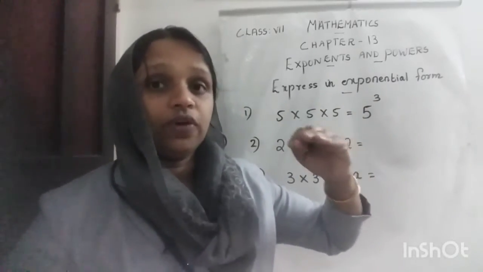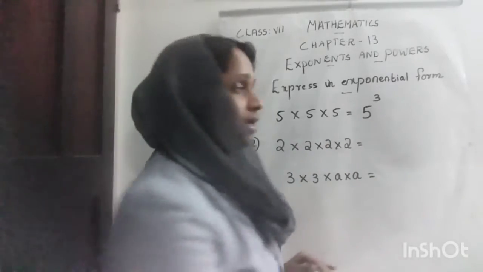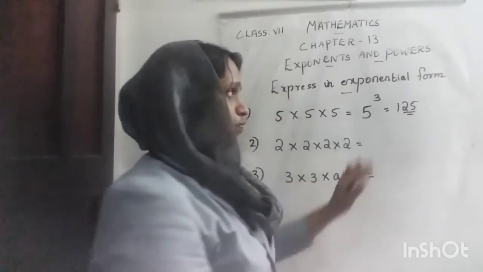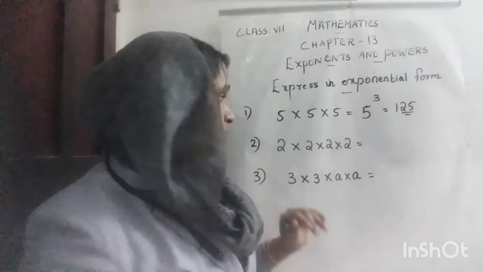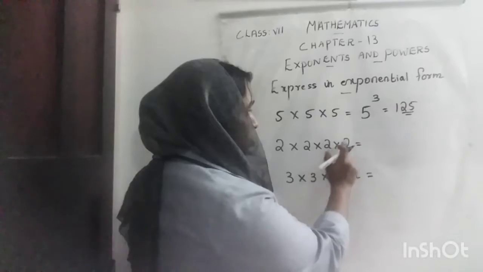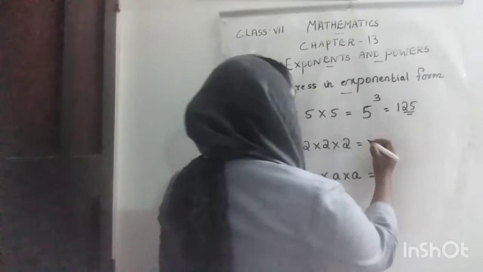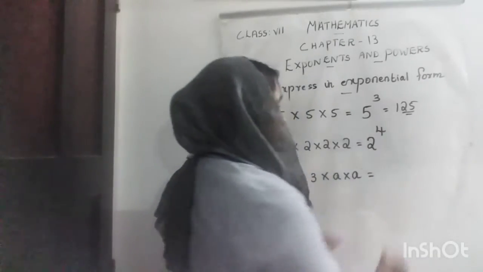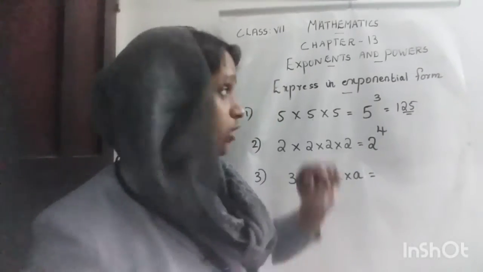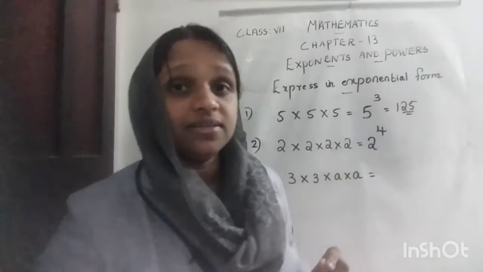If we are asked to find the value, then we want to find the value also. That means 5 into 5 into 5, which is 125. But in this question, we only need to write it in exponential form, so 5 cube, or 5 raised to 3, is enough. Next, 2 into 2 into 2 into 2. That means the same number repeating 4 times. We can write it as 2 raised to 4. Here 2 is the base and 4 is the exponent. In the earlier one, 5 is the base and 3 is the exponent.